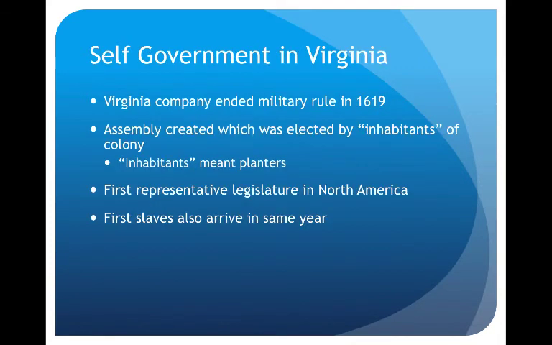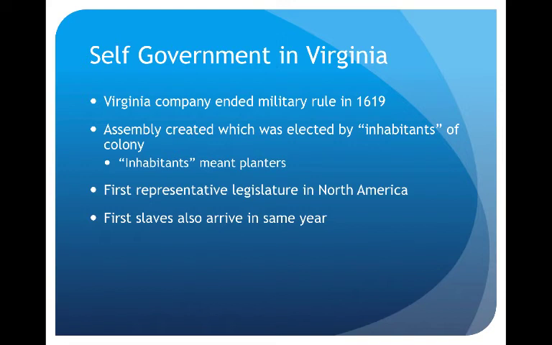Let's talk about government in Virginia. There had been military rule until 1619. The Virginia Company, the corporation the colony was established under, was ended. The military rule was ended in 1619, and a new assembly was established. This assembly was elected by the inhabitants of the colony. The inhabitants, of course, meant planters, rich men who owned property, but nonetheless they got to vote. So it was, in a sense, self-government. This is an example of one of the first self-governments in the colonies that would become the United States, and this assembly is the first representative legislature in North America.